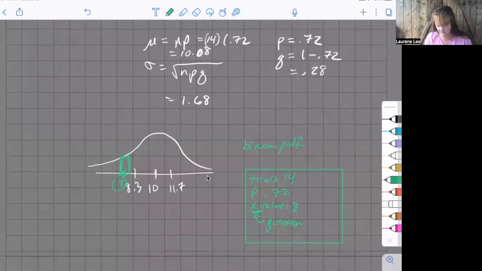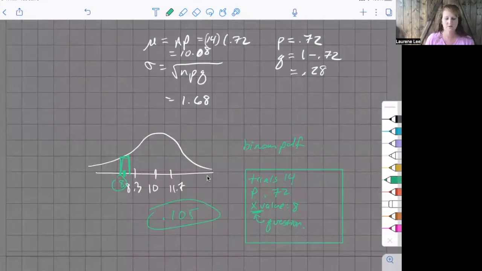Let me get that for you. You can check yourself. Make sure you're calculating it right. And I get 0.10, let's call it 0.105. So there's roughly a 10 or 11% chance that you have 8 successes in this situation.